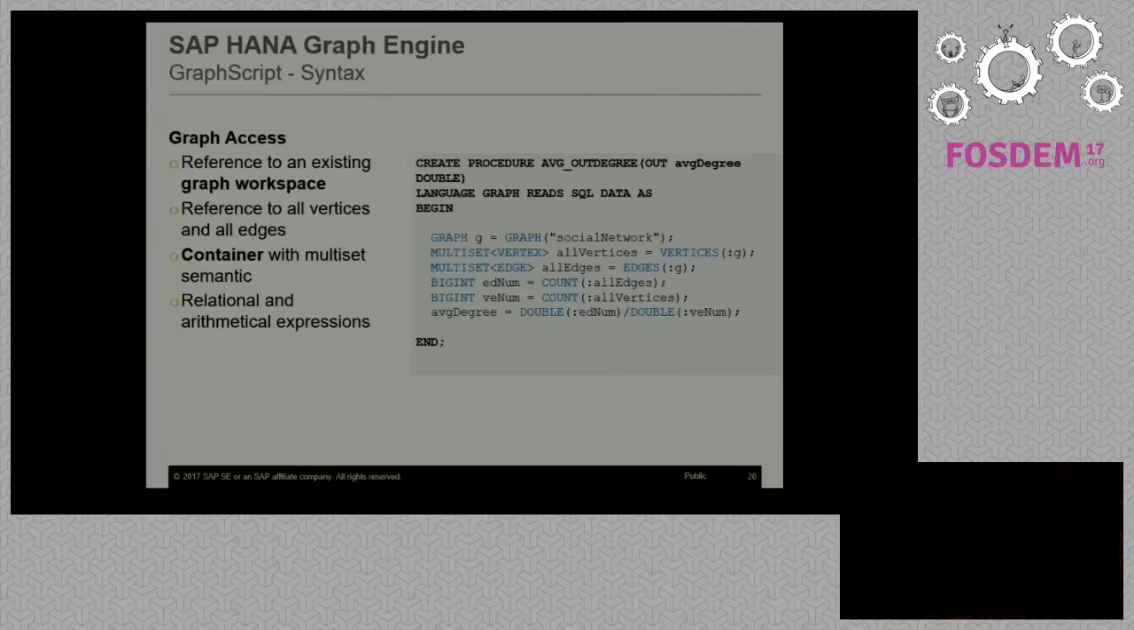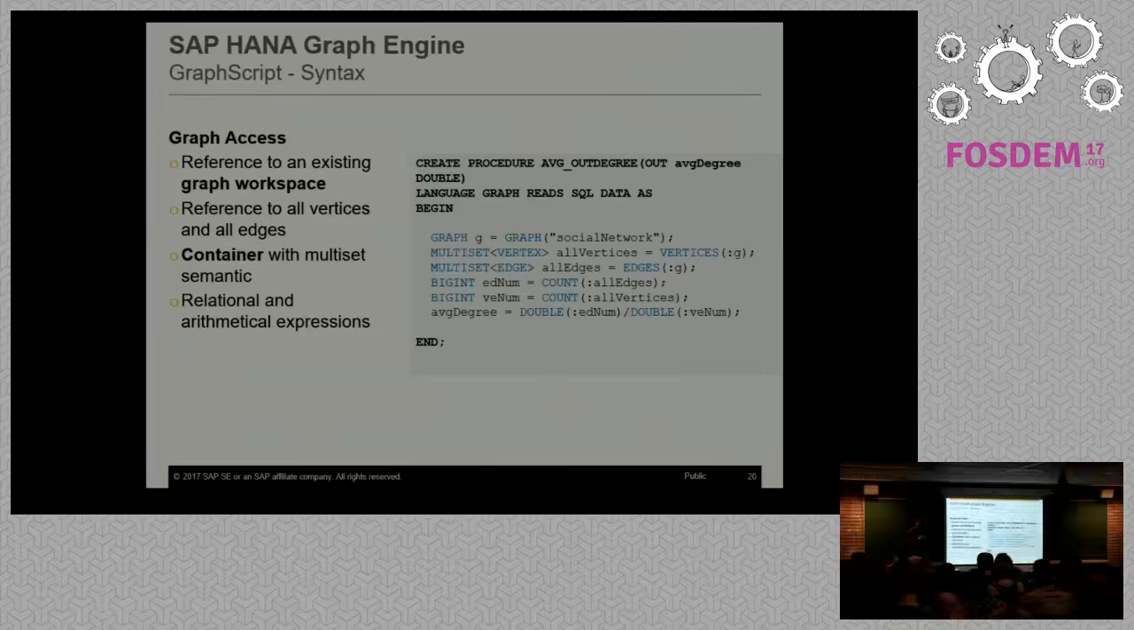GraphScript is a procedural language, and here we create a procedure. For this example, I want to calculate the average out degree of my graph. In the first line, I bind my graph workspace to a graph variable. Then with the vertices construct, I take all vertices out of the graph and get them as a multi-set, so a container, and I can do the same thing with the edges, and then I can count the elements in these multi-sets and divide the number of edges by the number of vertices and get the average out degree.